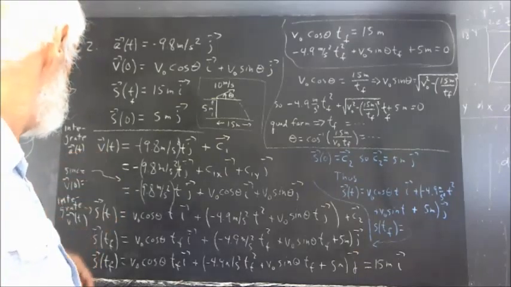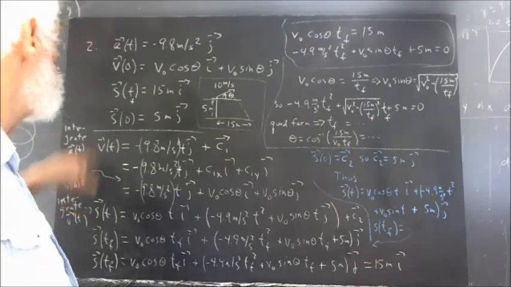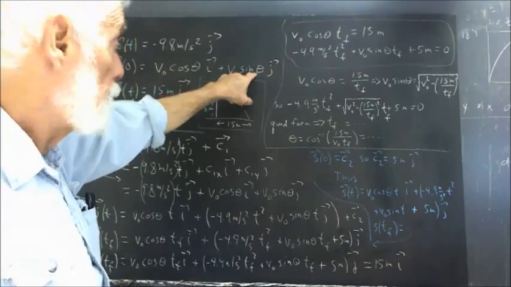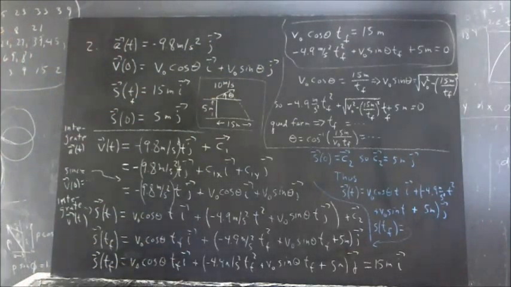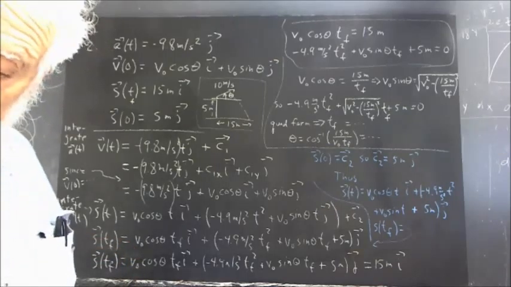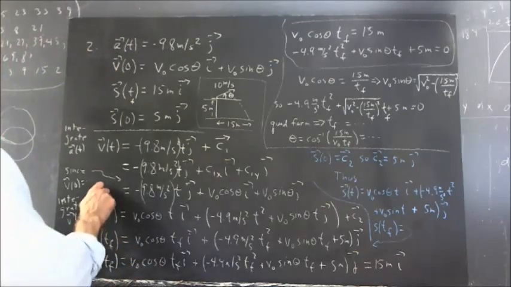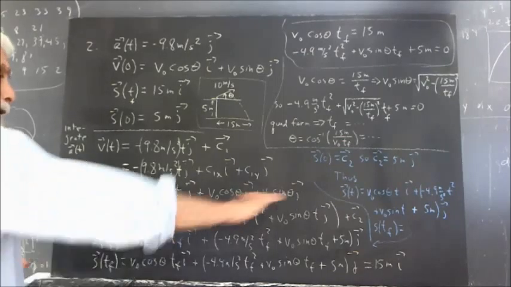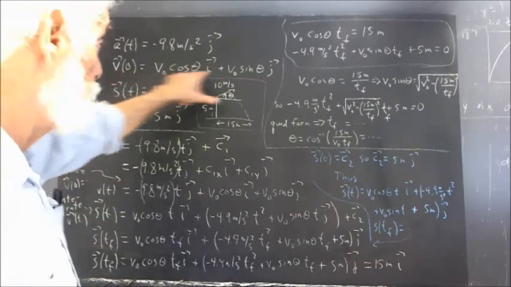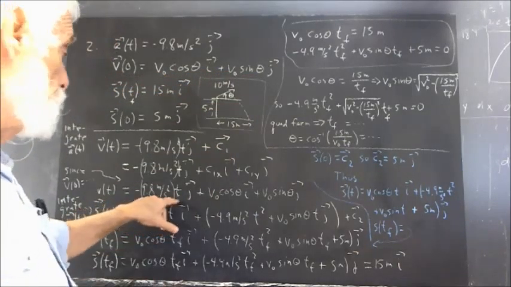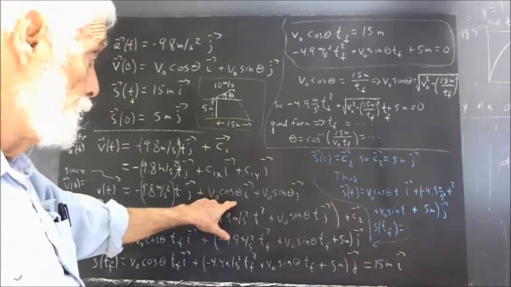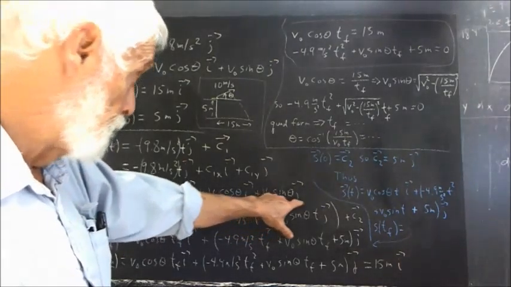Now, we also know that v of 0 equals v naught cosine theta i plus v naught sine theta j. I didn't do this step explicitly, but if this is our v of t, then using our initial condition gives us v of t equals this. Why? Because v of 0, since this has a t in it, t is going to be 0, that's going to be 0, and it's going to be equal to v naught cosine theta i plus v naught sine theta j.